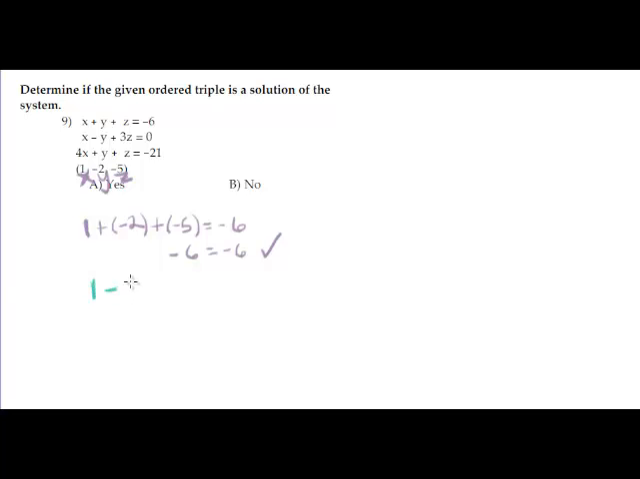So 1 minus y, which is negative 2, plus 3 times z, which is negative 5, equals 0. So that's 1 plus 2, because negative and negative cancel out and give us positive. 3 times negative 5 is negative 15, equals 0. This is going to be negative 12 equals 0, which is not true.